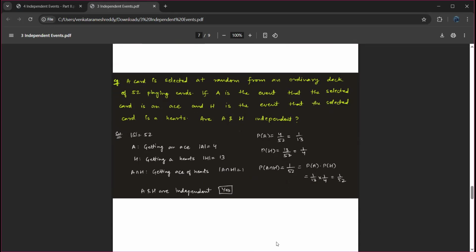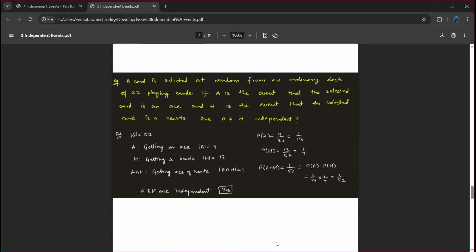Next, what is the next event? Getting a heart from the cards. How many hearts are there in 52 cards? There are 13 hearts. So the probability of getting a heart from the cards is 13 by 52, which equals 1 by 4.